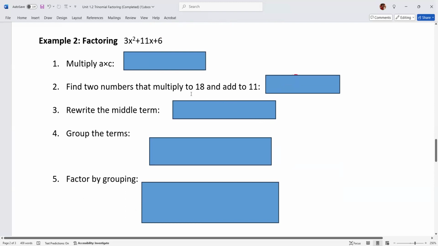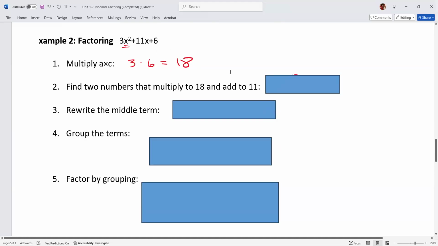Okay, so here we have 3x squared plus 11x plus 6. We notice that we do have a coefficient in front of the x squared term that does not factor out. So for now, we're going to go ahead and employ the AC method. A times C, in this case, is going to be 18. So what do we do? We're now looking for factors of 18 that add up to 11.